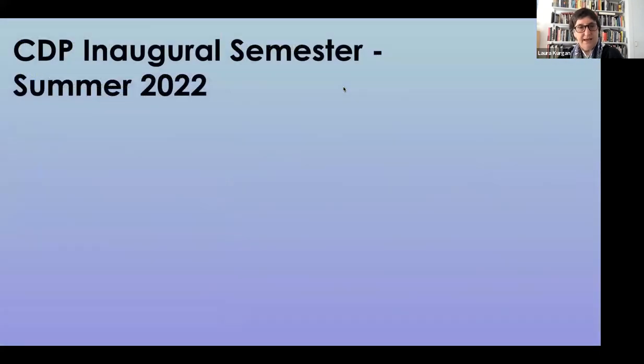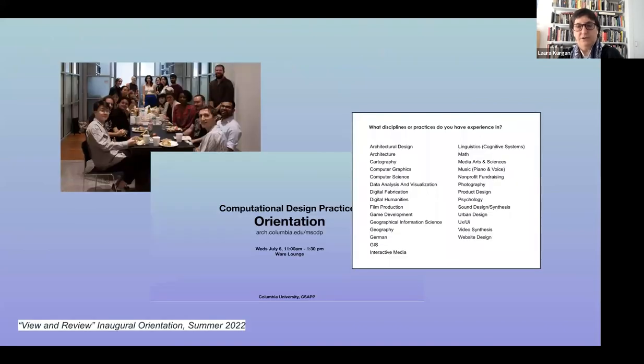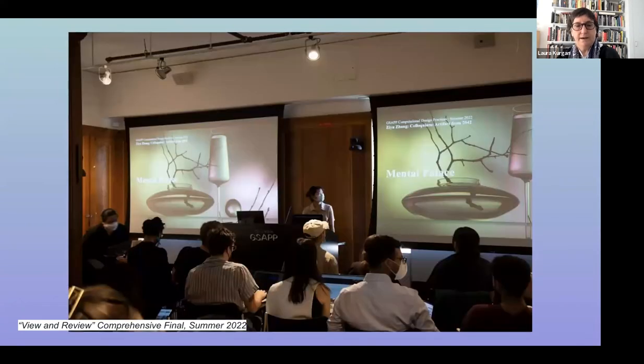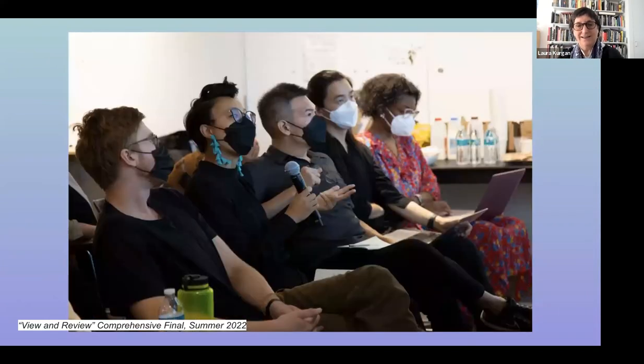So just to show you some examples of the work that has already been produced, this is from the summer. Also, here's the range of disciplines that people who entered the program came from. I'm not going to read them all to you, but you can see how diverse the backgrounds of the students are. Here's our final review in the summer. This is Ziyu Zhang presenting her mental palace, which she's developing this semester using GPT-3 and teaching the computer to learn about her a little bit more accurately.